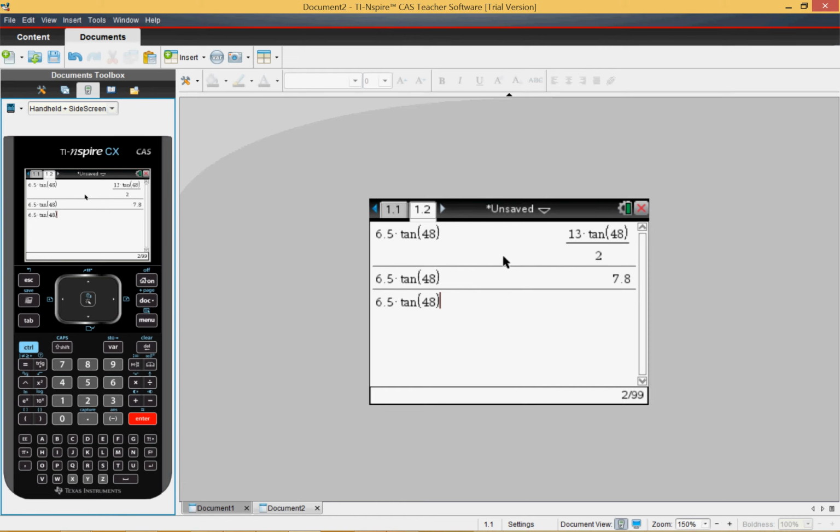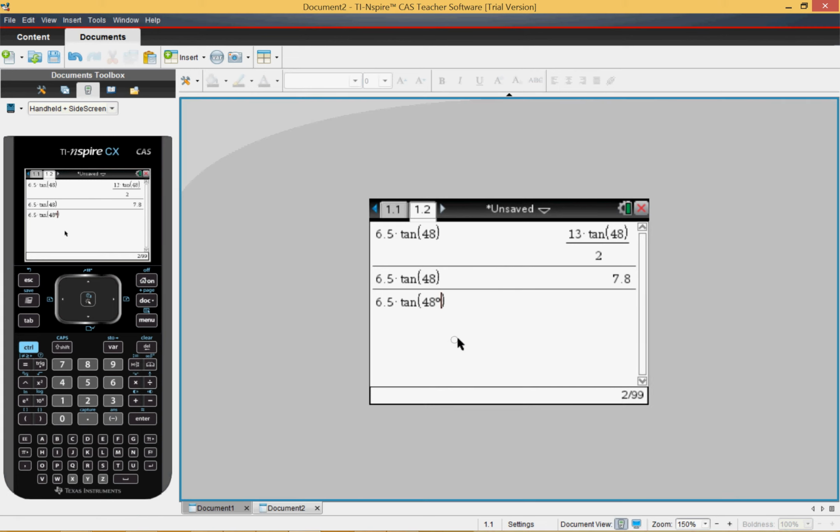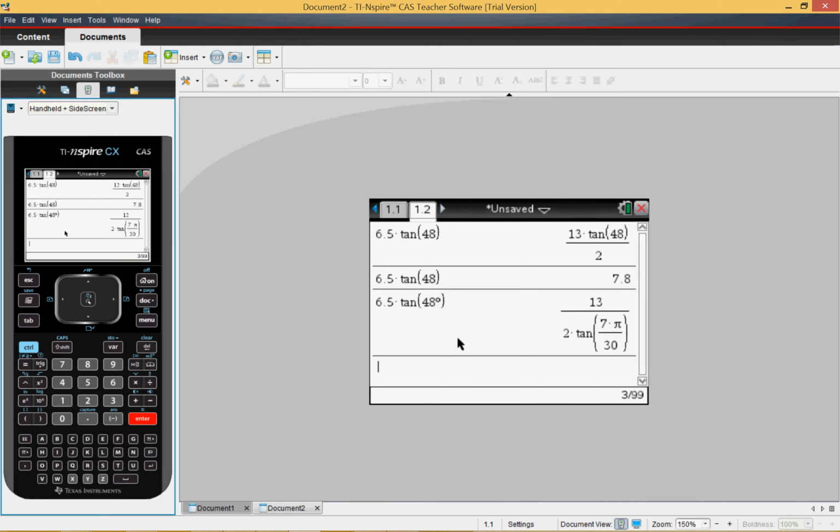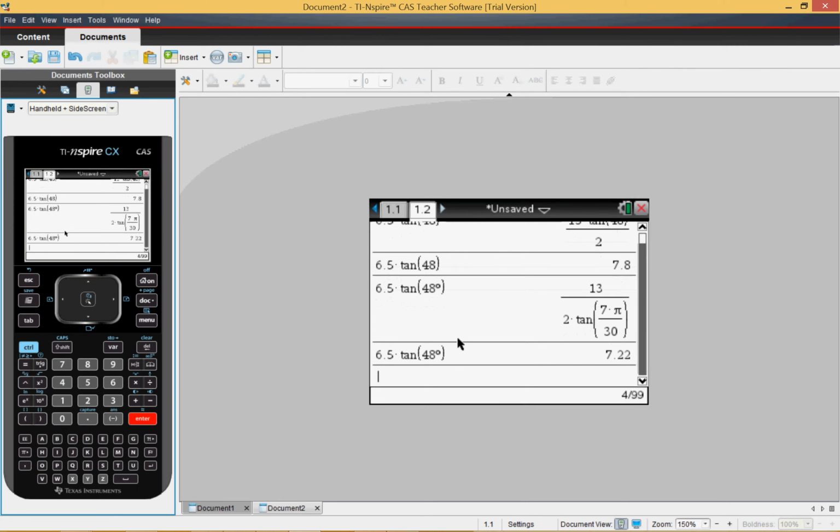You had a question, Amelia? Yes, that's right. You have to put the degrees. If you put the degrees sign in here, how do I do that? I press the pi button, and I go to degrees. Then you can see I've got, in this case, an automatic exact answer. If I press Control Enter, that's approximately 7.22 to 2 decimal places.